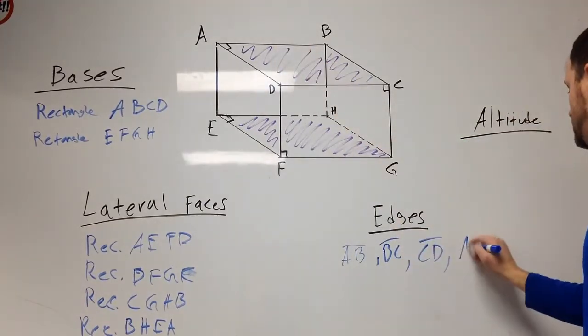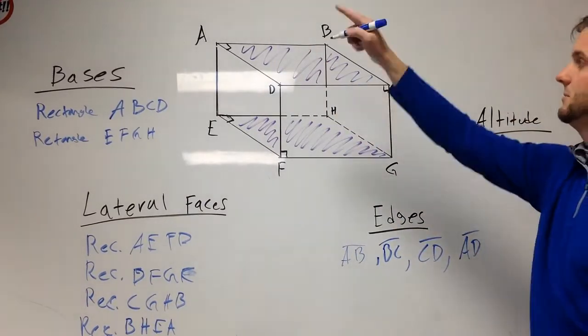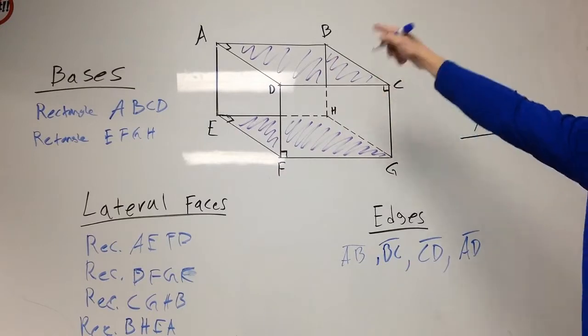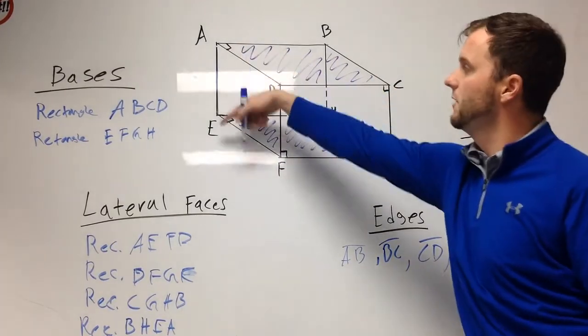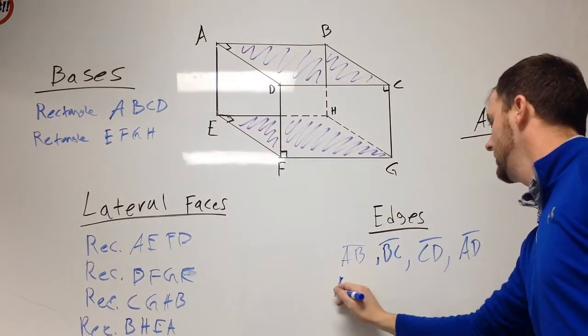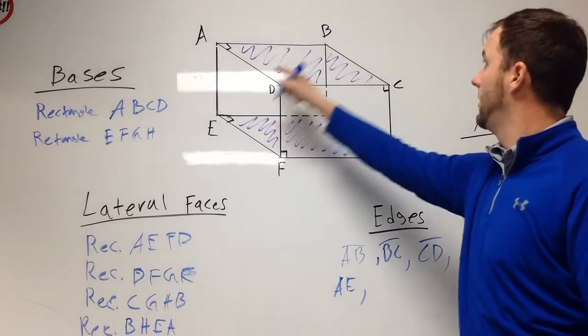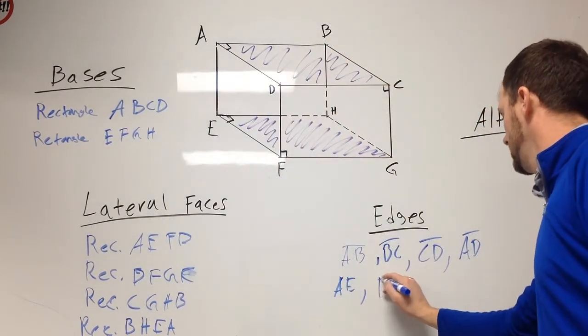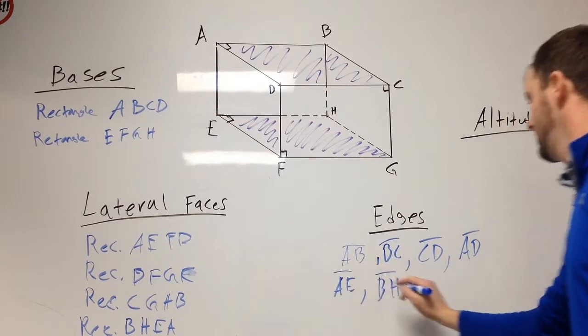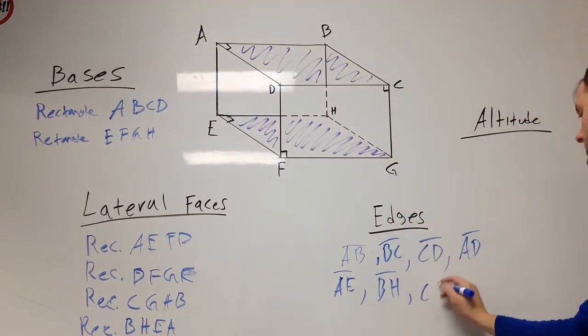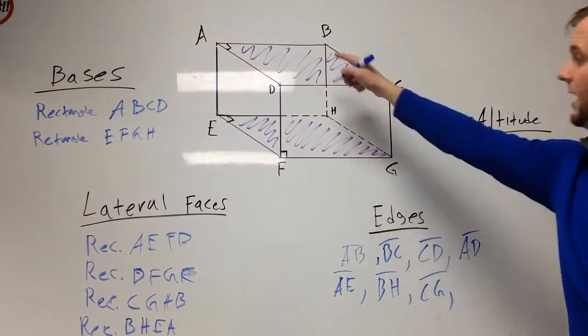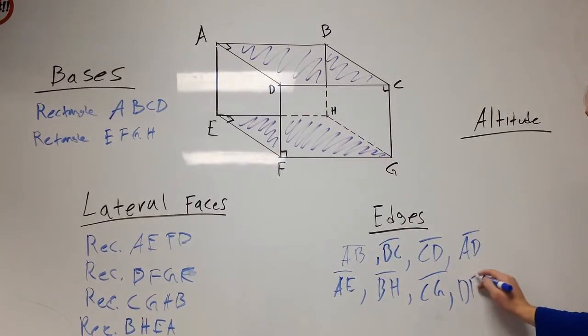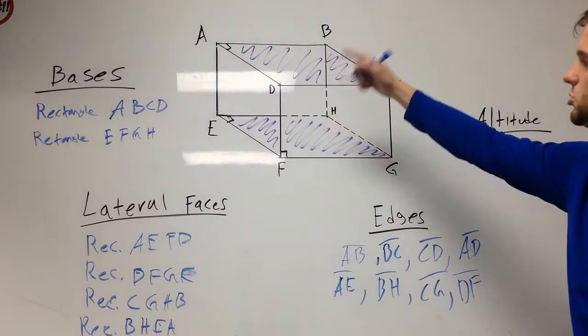AD is an edge. So those are going to be all the top ones up top. So now I'm going to go with the ones going up and down here. So let's start on the far left. So AE, BH, CG, and DF. So those are the ones going in between the bases.